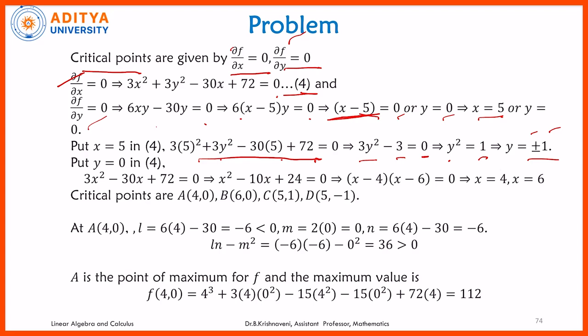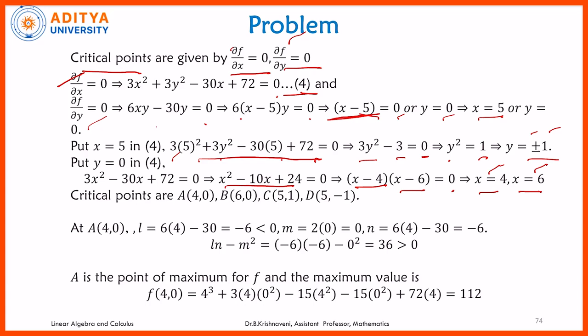Now, substitute y is 0 again in equation number 4. Then that equation becomes 3x square plus 0 minus 30x plus 72 is equal to 0. From this, we get the equation x square minus 10x plus 24 is equal to 0. What are the factors for this? x minus 4 into x minus 6 is equal to 0. So, therefore, x is equal to 4, x is equal to 6. So, hence at y is equal to 0, we got two values of x, that is x equal to 4 and x equal to 6.